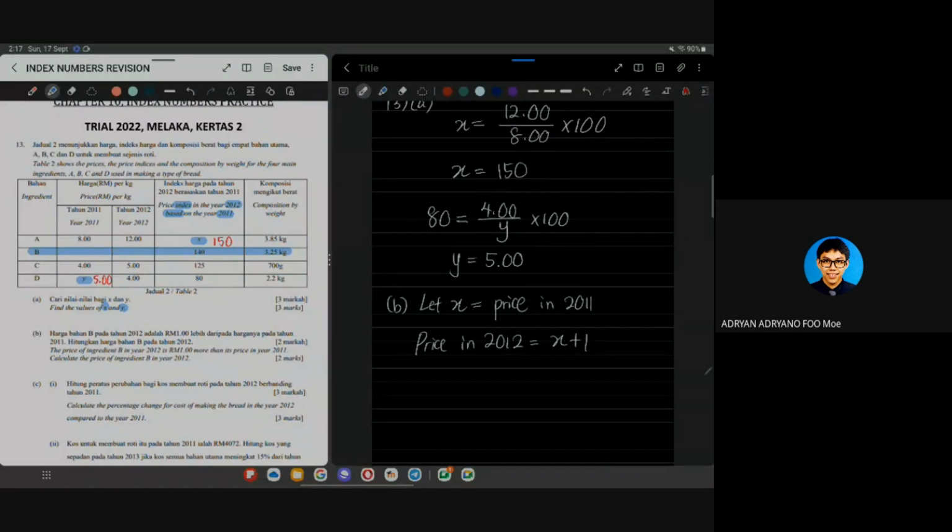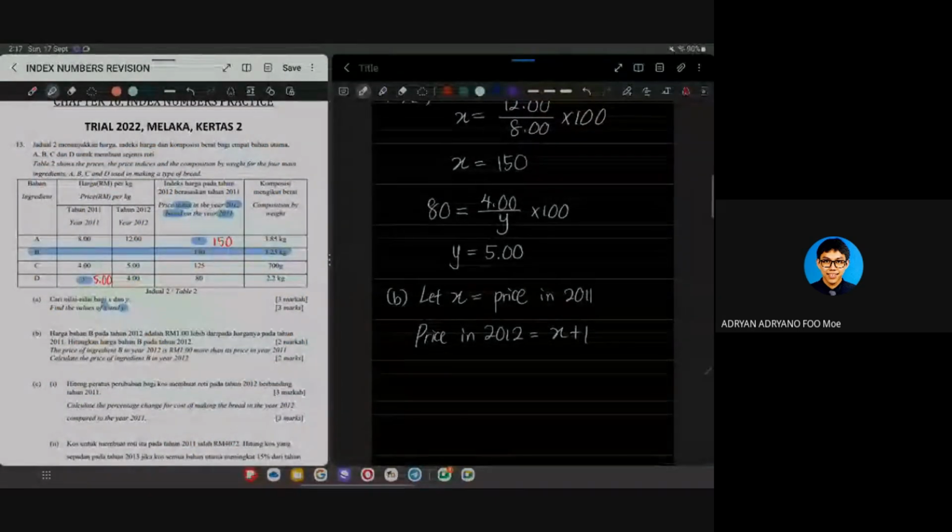B, 3.5 ringgit. Yes, very good. 3.5. But remember, you will get no mark for that answer because for 3.5 you have to put 0 behind. Alright, so after this, what do we do? Big year on top, small year at the bottom, times 100 equals the index. Can you see? Concept mark. This is your concept. Then you can continue to solve for X.